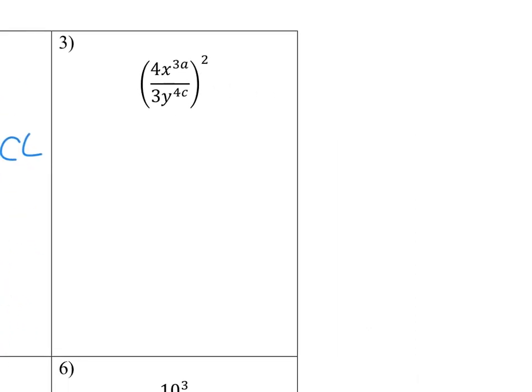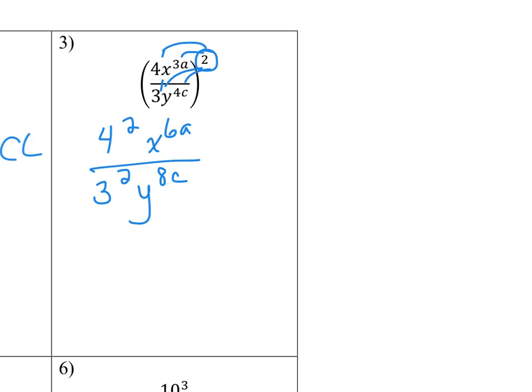Right, power to power and division. You can do anything you want first, but here I can't really divide because the bases aren't the same. So I simply make sure, so I have this power outside of the parentheses. I just make sure everything has an exponent. So 4 has an exponent, x has an exponent, and I simply distribute that to each piece. So it's 4 squared, x to the 6a, over 3 squared, y to the 8c. Nothing's the same, so you can do the math for these. So it's 16 x to the 6a, 9 y to the 8c, and that's about all you can do. That was exciting.